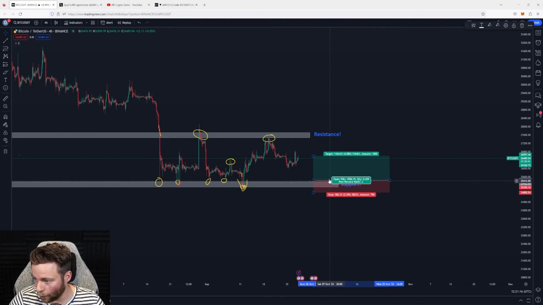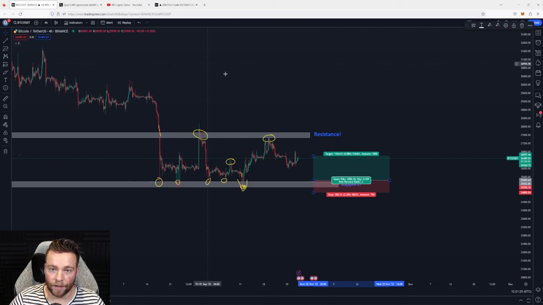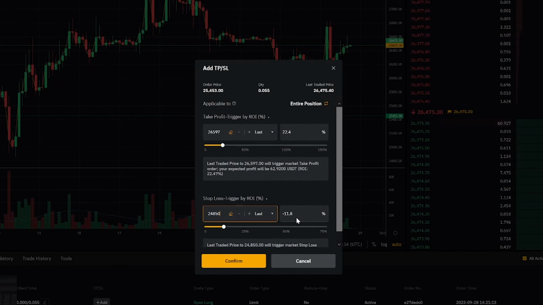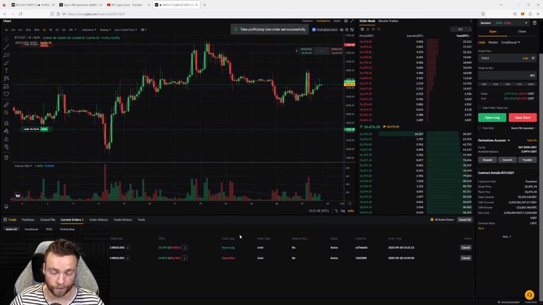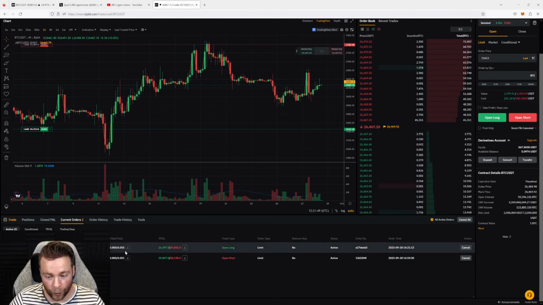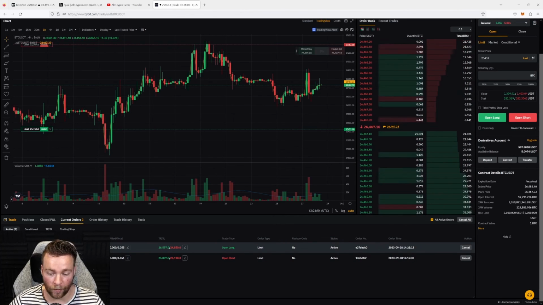And the target point would be 26,597. And the stop loss would be at around 24,850. And as you can see, once again, we'd be losing 12% and we'd be gaining 22.4%. So double if we actually have this trade running. So that, ladies and gentlemen, is pretty much all there is to it. Now you just have to wait, see which one is going to hit, and see if it's going to be a profitable trade or not.